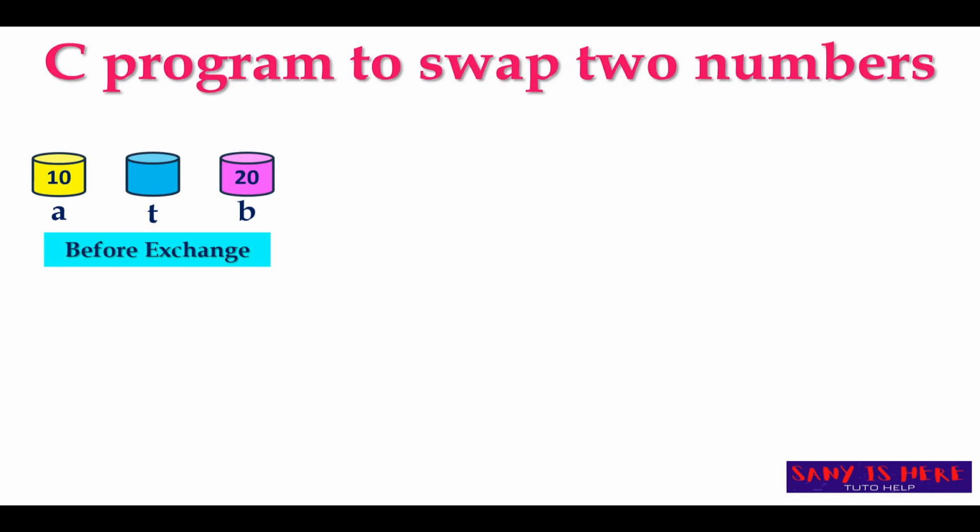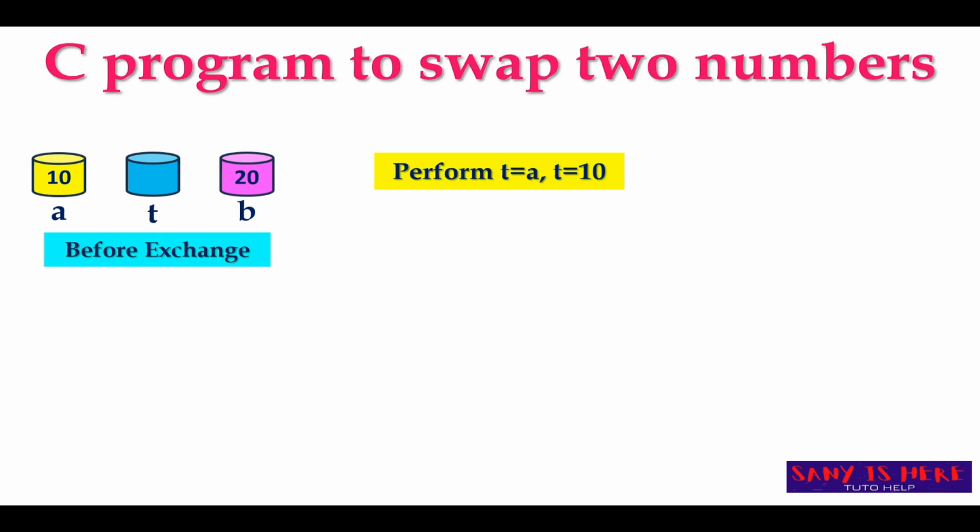We are calling it T because it is a temporary container. In A we are storing 10 and in B we are storing 20, and before exchange this is the scenario. Okay, let us try to perform this. This is the method we are following to swap.